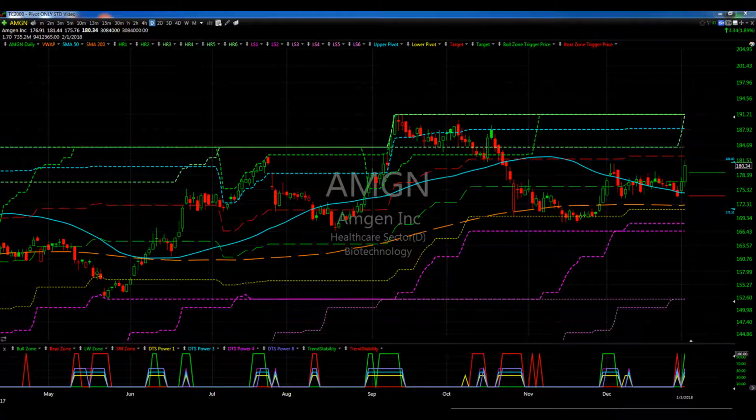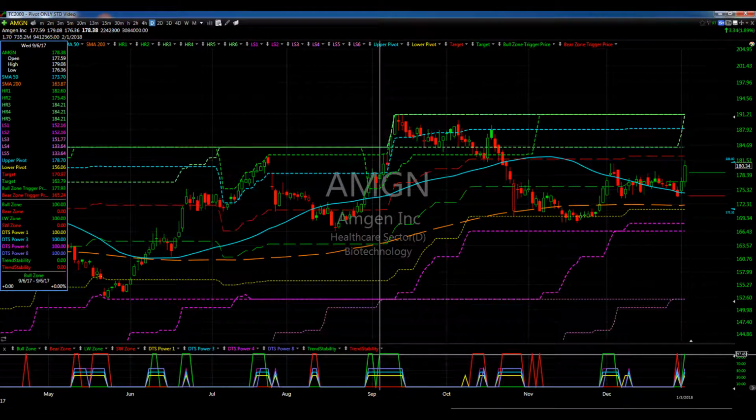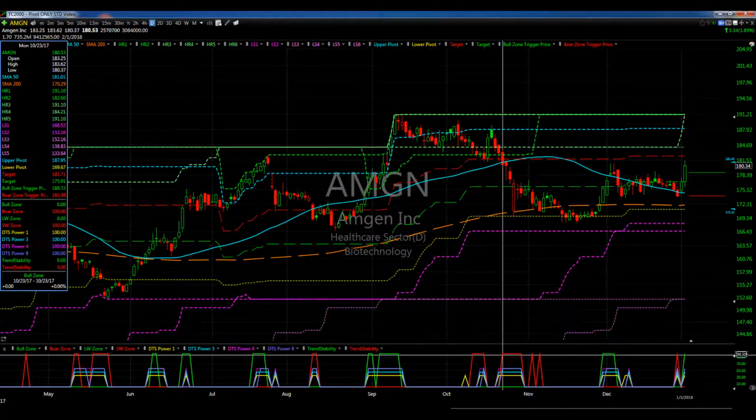This is a mini tutorial on what the lines mean on my charts, if you're a first-time viewer or it's been a while since you viewed. We're scanning on weekly and daily charts for my condition. When this green line is up, it's my bull zone, and when the red line is up, it's my bear zone.